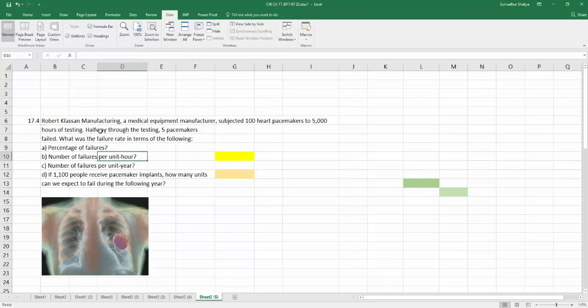First things first, halfway through the testing, 5 pacemakers failed. So 5 pacemakers failed out of how many? 5 failed out of the 100 that were tested. Now, this was a little too early.